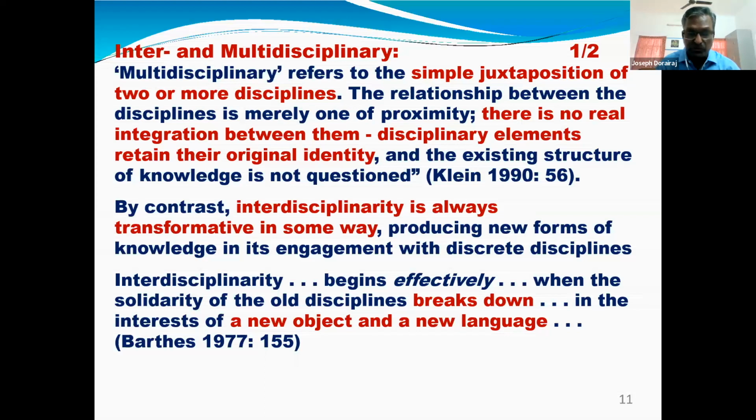Okay, so here is a quote from Roland Barthes. Roland Barthes writes, "Interdisciplinarity begins effectively when the solidarity of the old disciplines breaks down." So "breaks down" is a key expression, in the interest of a new subject and a new language.